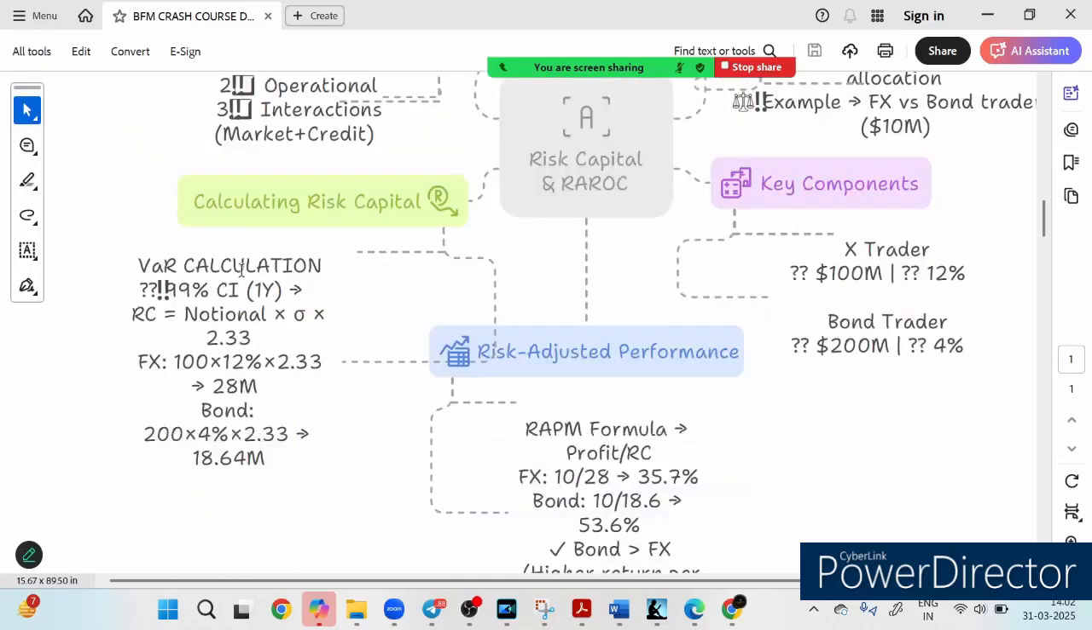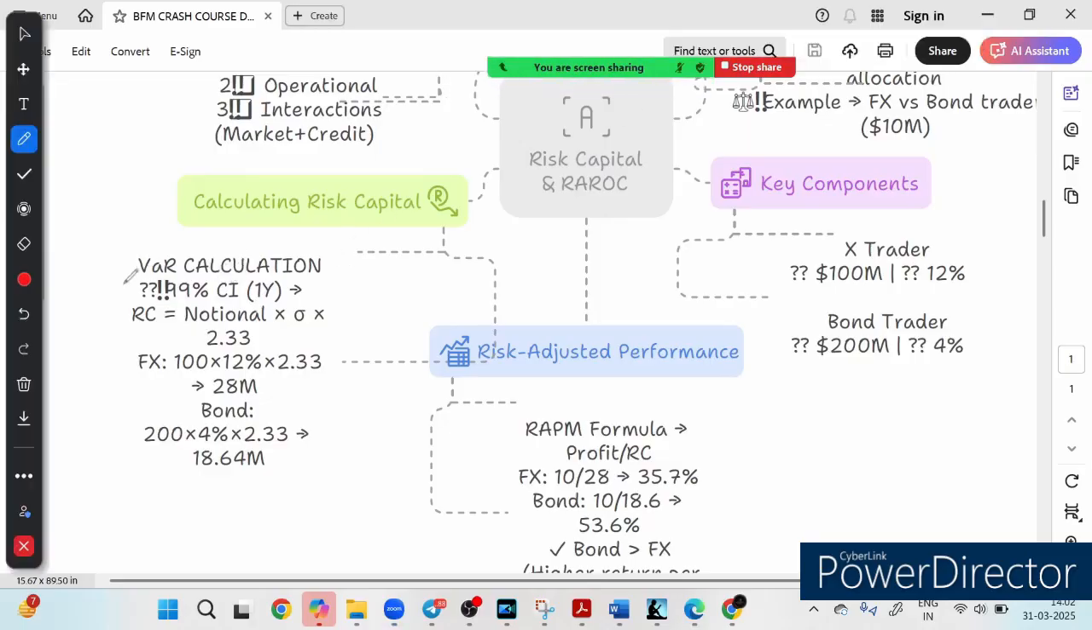One of the most used methods is called VAR, value at risk, to measure the risk capital. So what is the formula? It estimates the potential loss. The formula is RC is equal to notional amount multiplied by volatility, this sigma is called volatility, and multiplied by confidence factor. This 2.33 is called the confidence factor. Corresponding to a 99% confidence interval, the confidence factor is 2.33. We can also call it the Z value.